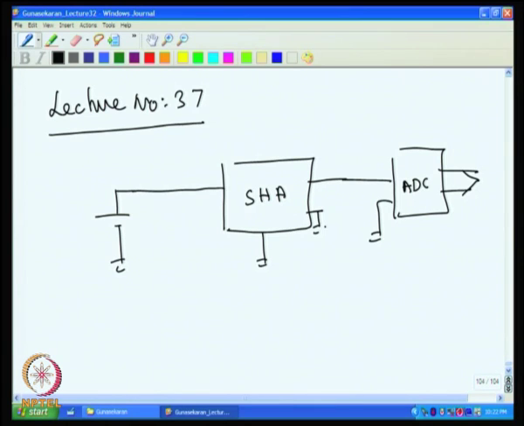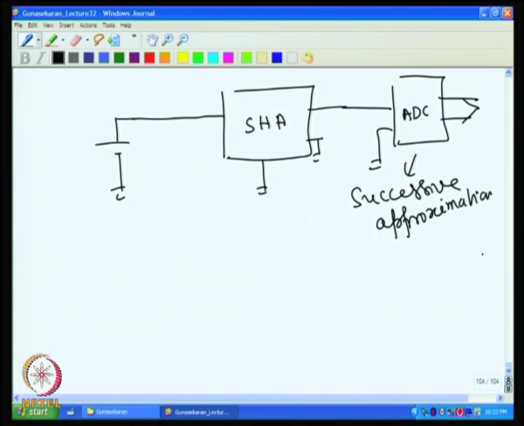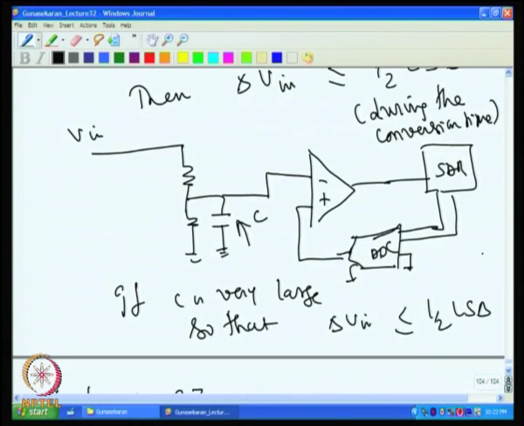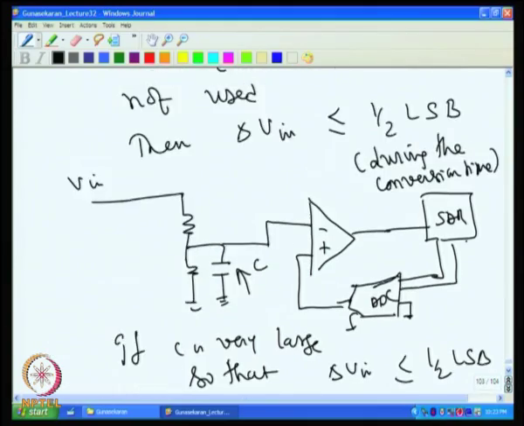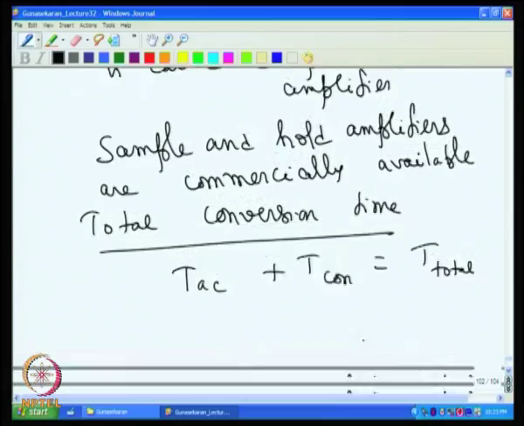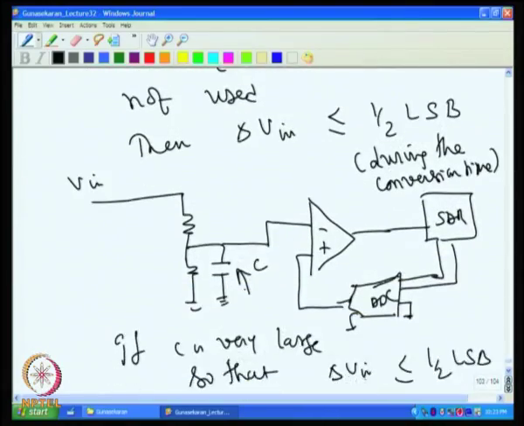In this connection we are discussing successive approximation ADC, and we had shown in the previous class how it works and why you need a sample and hold amplifier. In the previous lecture, the sample and hold amplifier essentially holds the voltage in the capacitor.